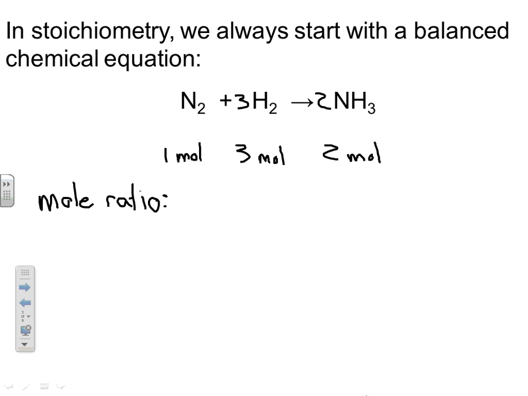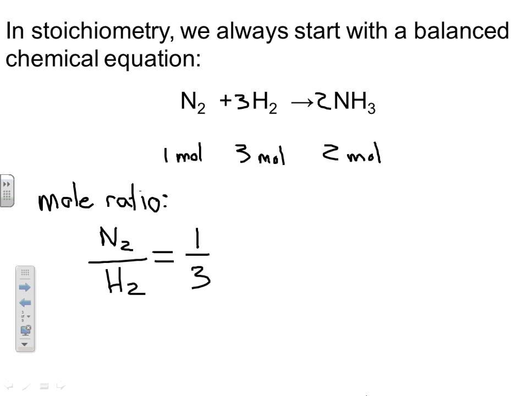If I want the ratio of N2 to H2, and for those who have taken this before, it's going to look quite different than what you're used to, because I'm not making it as a conversion factor, but you could still use that method. You can still use the conversion factor method if you'd like. Here's the ratio of N2 to H2. It's going to be 1 to 3, right? I just created a ratio.